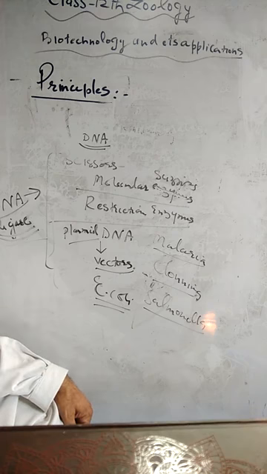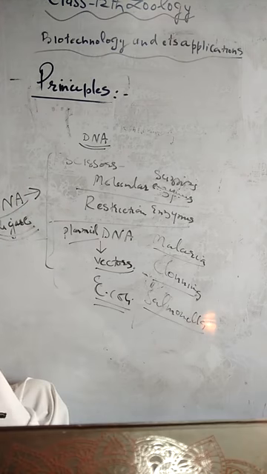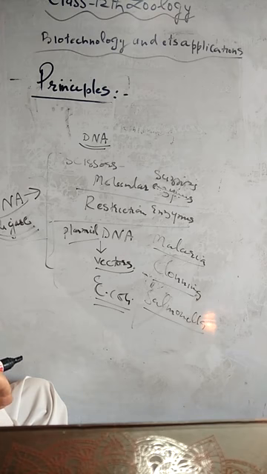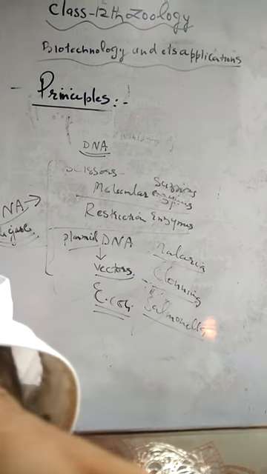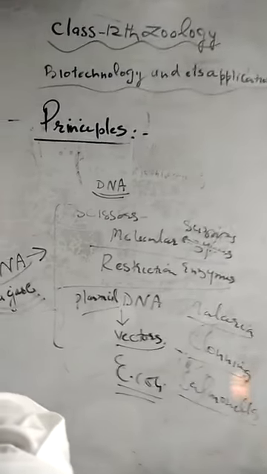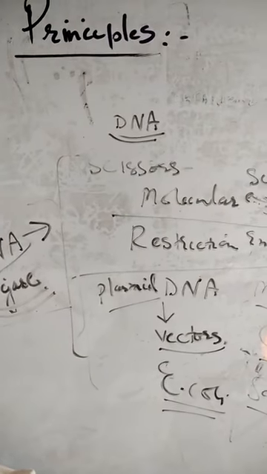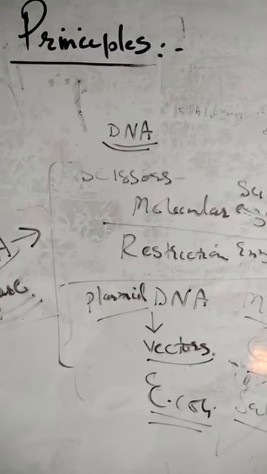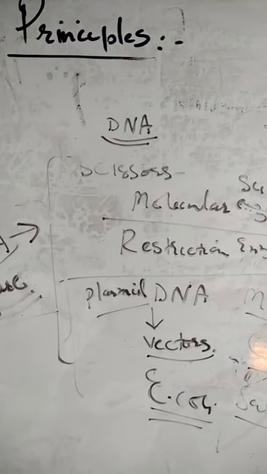Hence, we infer that there are three basic steps in genetically modifying an organism. The first step is identification of DNA with desired genes. The second important step is introduction of the identified DNA into the host. The third step is maintenance of the introduced DNA in the host and transfer of the DNA to its progeny. This is what we infer from the principles of genetic engineering. That's all for today.